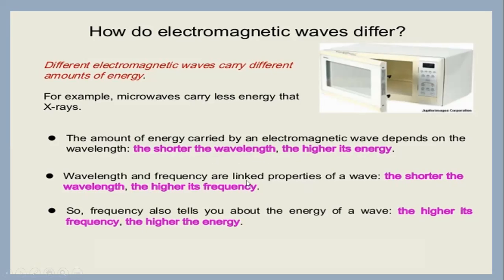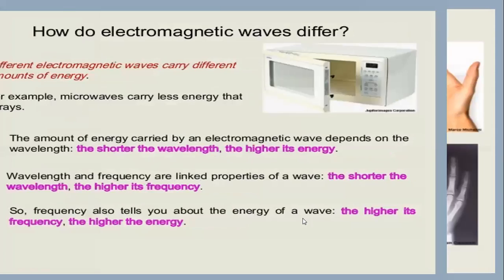Wavelength and frequency are linked properties of the wave. The shorter the wavelength, the higher its frequency. See here, the greater the energy as well as the higher the frequency if the wave is shorter. So the frequency also tells us about the energy of the wave. The higher its frequency, the higher the energy, in short.